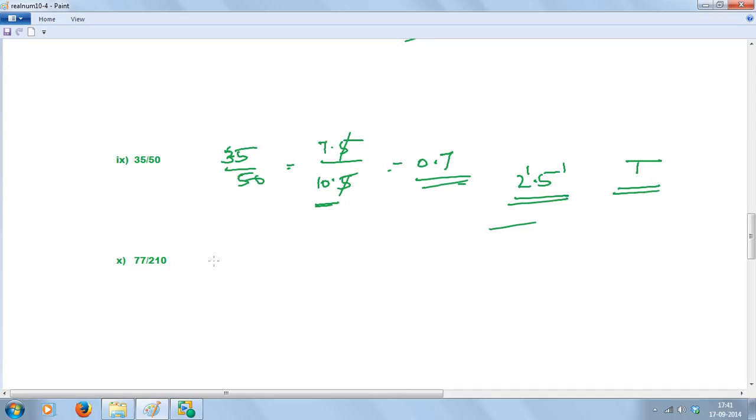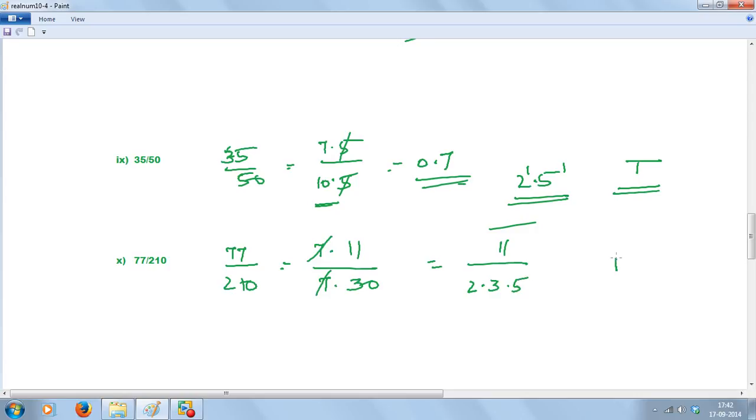So we'll try one more sum. 77 divided by 210. So 77 is 7 multiplied by 11, divided by 7 multiplied by 30. 7 is the common factor. You cancel it off. So next it is equal to 11 by 30. We have to express 30 in the form 2 multiplied by 3 multiplied by 5.